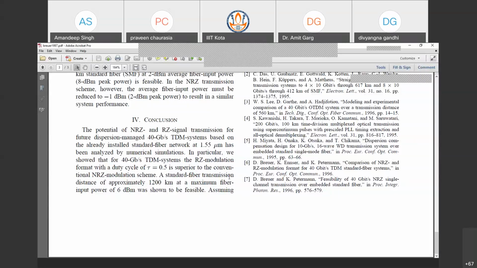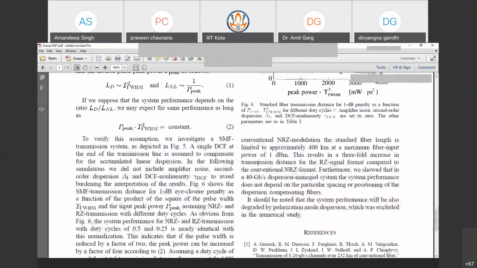A standard fiber transmission distance of approximately 1200 kilometers at a maximum fiber input power of 6 dBm was shown to be feasible. Assuming the conventional NRZ modulation, the standard fiber length is limited to approximately 400 kilometers. So there we have used 250 kilometers instead of 500 kilometers as compared to RZ. So this is 400 kilometers at a maximum fiber input power of 1 dB. This results in a threefold increase in transmission distance for the RZ signal format compared to the conventional NRZ format.